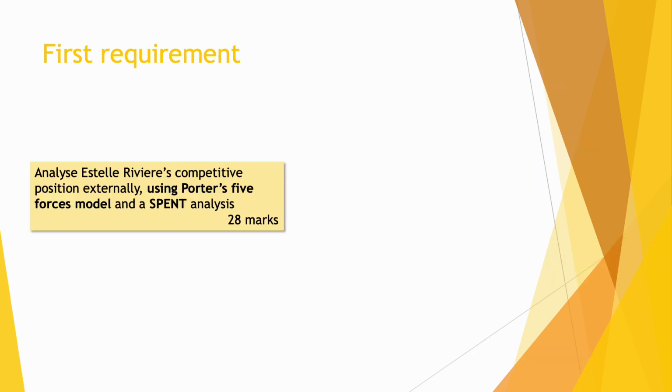So our first requirement, as we looked at before, is to analyze Estelle Riviere's competitive position externally using Porter's 5 forces model and a PESTLE analysis. Now, you'll quite often find that requirements in the exam are like this, that there's more than one thing you need to do. So do make sure that you've spotted all of the models. Now in this case, it's fairly clear what models we need to use. It tells us Porter's 5 forces and PESTLE. Absolutely fine, we can do that.